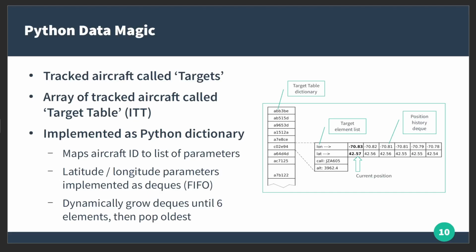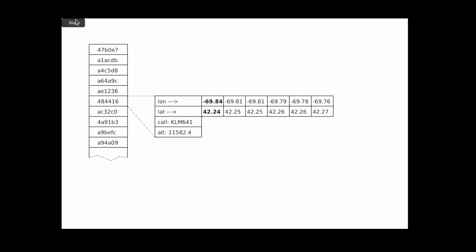I implemented the target table as a Python dictionary, which maps the aircraft identifier to all the information about that aircraft. I wanted to have a series of breadcrumbs behind the aircraft, and to do that within the dictionary I embedded two deque structures. This time lapse shows the table structure and the deques growing and changing over time.